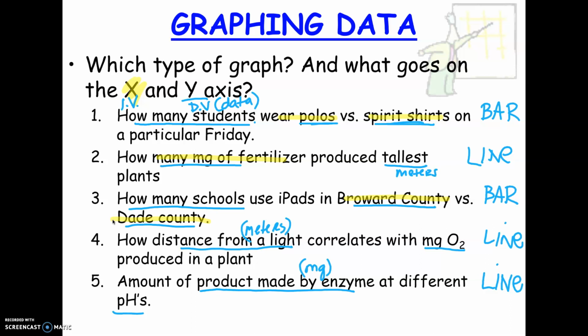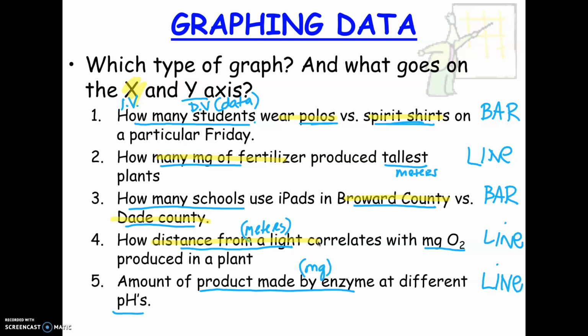Next, how distance from light correlates with milligrams of oxygen. So we are going to place the plants at different distances, and then we're going to measure the amount of oxygen. So the distance from the light in this case is going to be our x-axis. We're doing that. Our data will be the amount of oxygen the plant makes in response to that.